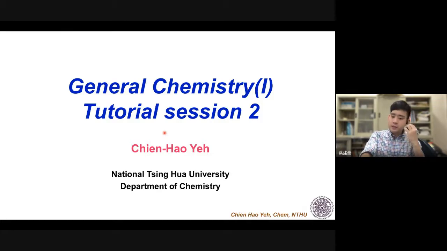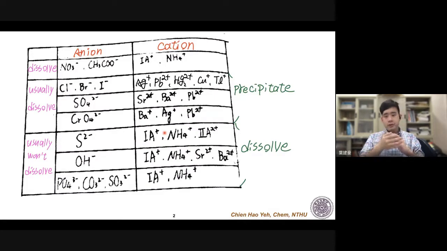Okay, so for this video, as an example, a student asked me about a problem about precipitation, and he said that the textbook's given table about precipitate or dissolve is not complete enough. When he is doing the questions inside the textbook, there are many exceptions in contrast to the textbook's table. So, about the precipitate scenario, you should memorize this table.